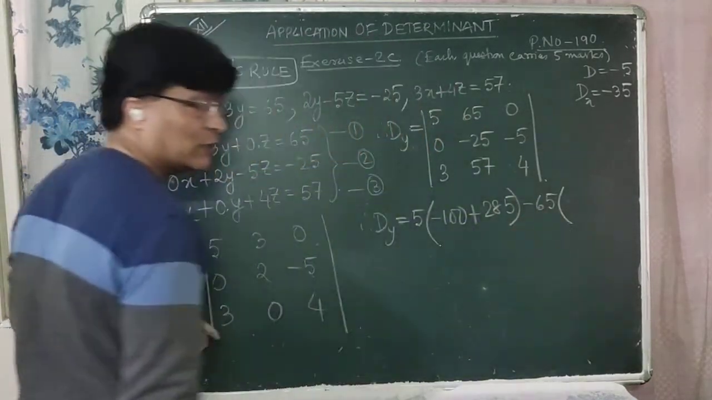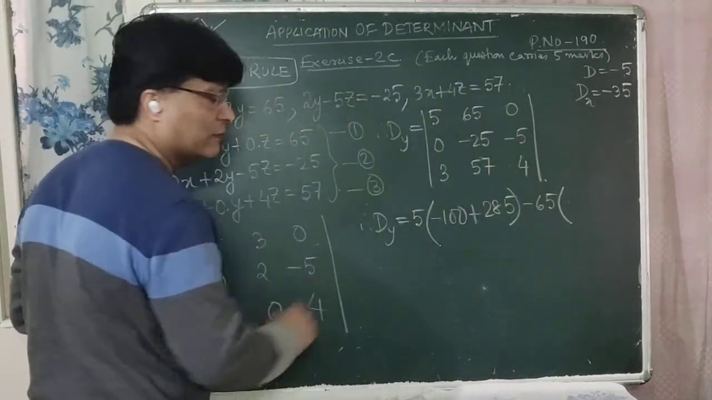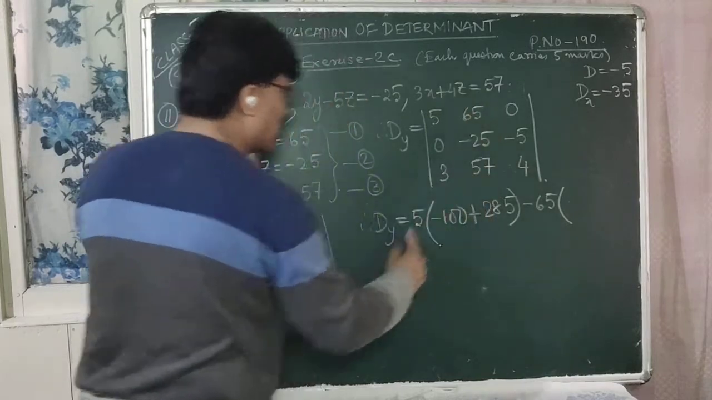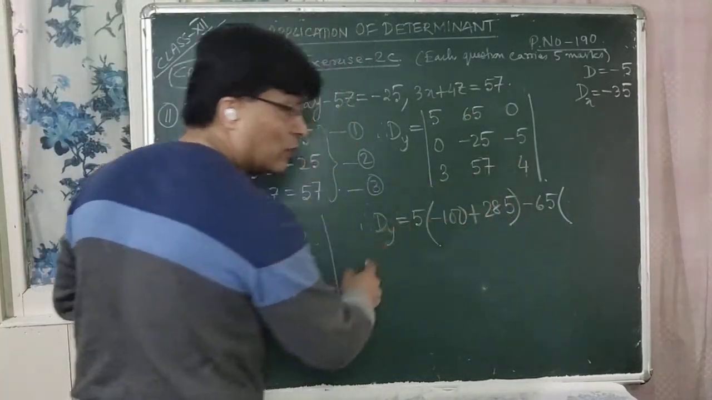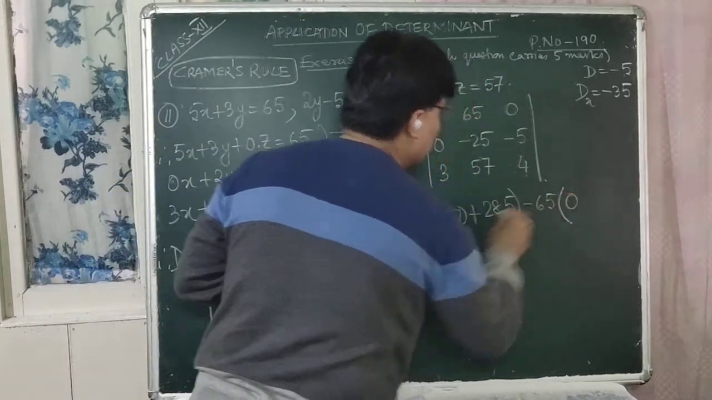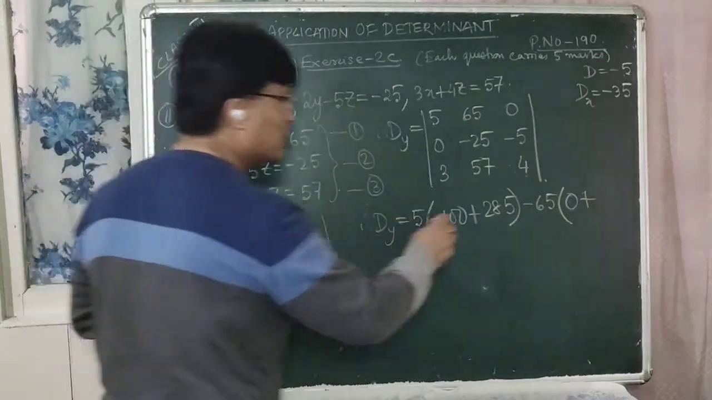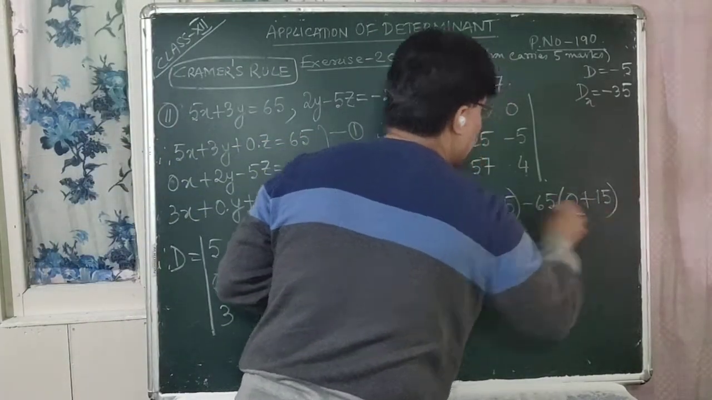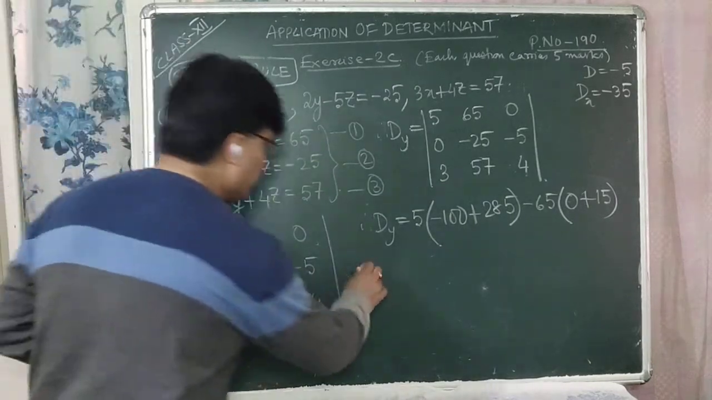Then minus 65, minus 65 within bracket. Now delete the row and the column through the element 65. That means first row and second column are deleted. What remains? 0, minus 5, 3 and 4. So 0 4s are 0. Then minus 2 minus plus 5 3s are 15. Right? Got it? So let us simplify it.